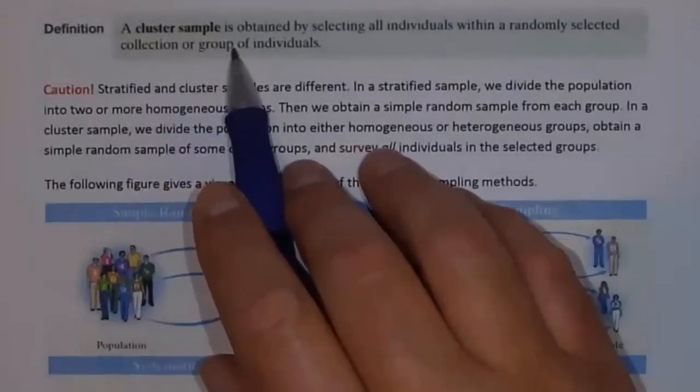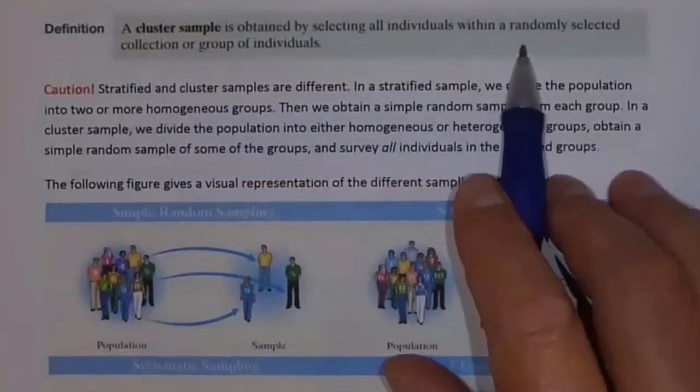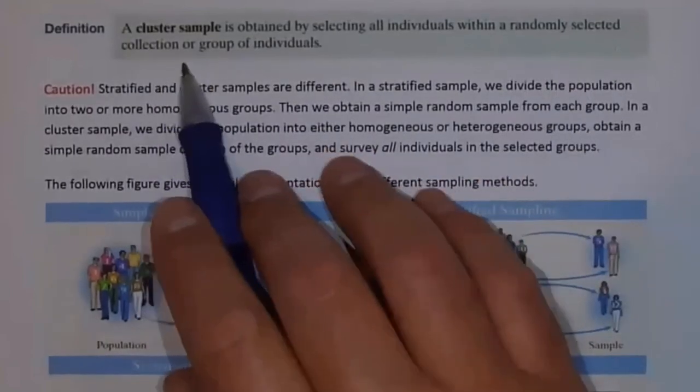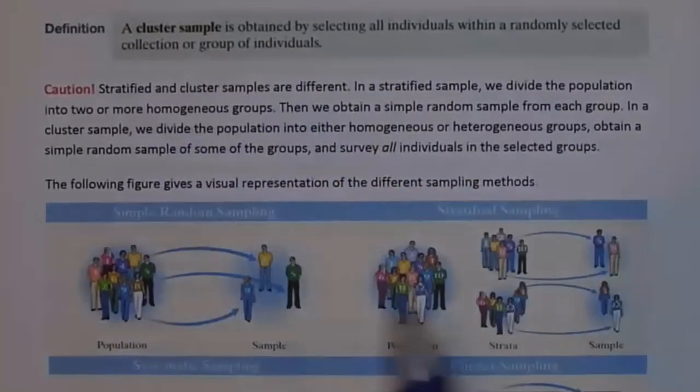So a cluster sample is obtained by selecting all individuals within a randomly selected collection or group of individuals. Caution: stratified and cluster samples are different. In a stratified sample, we divide the population into two or more homogeneous groups, then we obtain a simple random sample from each group. In a cluster sample, we divide the population into either homogeneous or heterogeneous groups, obtain a simple random sample of some of the groups, and survey all individuals in the selected groups.